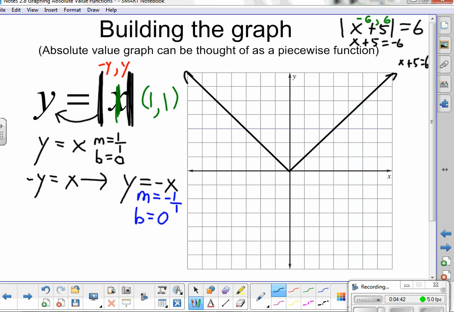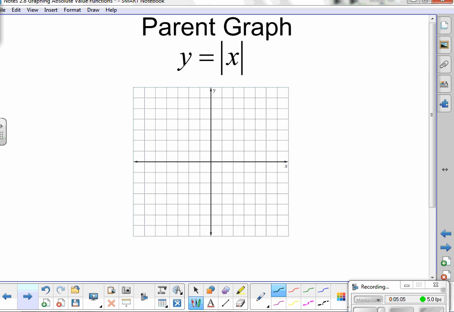The domain restriction would basically be that your x or your y values wouldn't be negatives. On the first one, this one right here, you want to keep your x's that are greater than 0. On this one right here, you're keeping your x values that are less than or equal to 0. Okay. Parent graph.